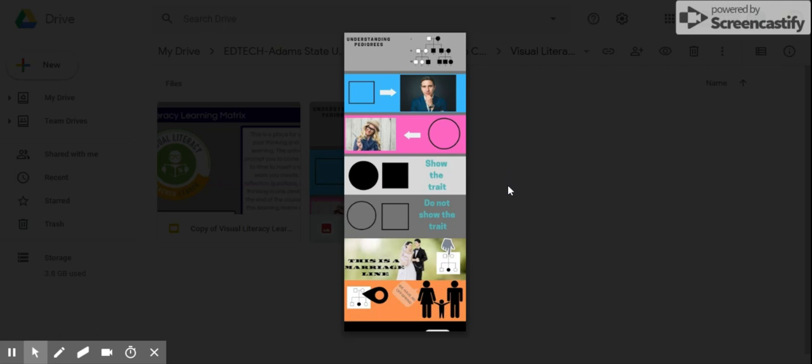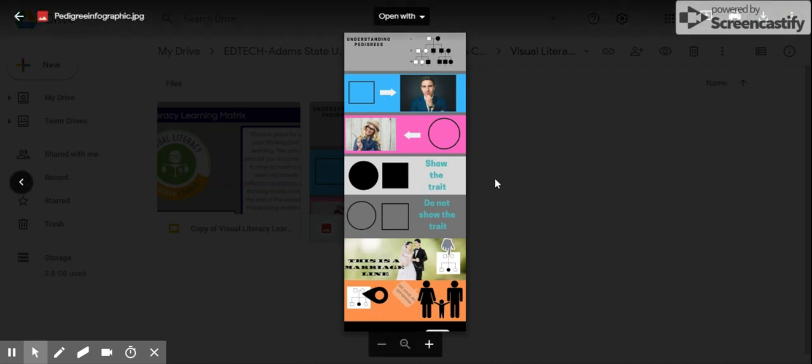not looking at a particular trait, but you could go one step further and have them figure out a particular trait like hair color, just to kind of see what it would look like and make sure that they understand a quick setup of it.